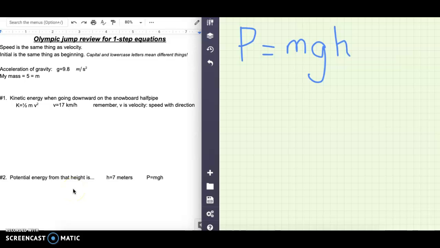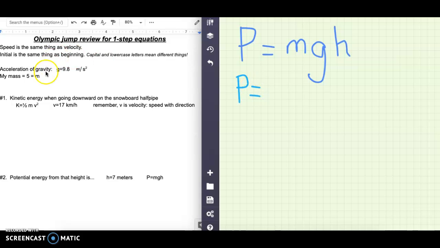Next is number 2. So the kinetic energy is the energy of motion. Potential energy is the stored energy. So when we're high, we always have the potential to fall. And so that formula is P equals mass times gravity times height. So let's go ahead and fill that in. Make sure you're writing this down on your paper.